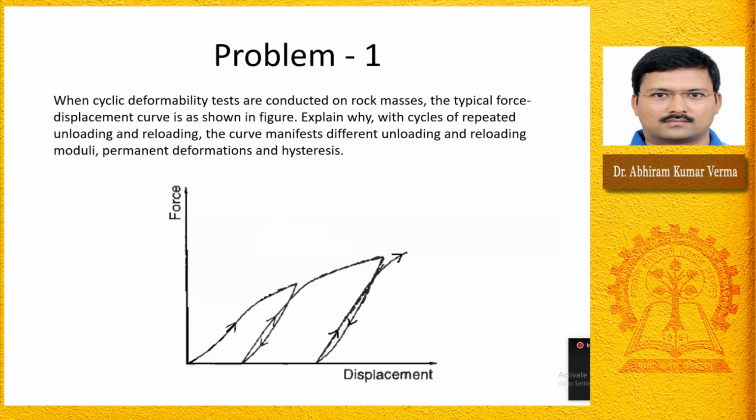Now some questions are there. When cyclic deformability tests are conducted on rock mass, the typical force displacement curve is shown in the figure. Explain why, with cycles of repeated loading and unloading, the curve manifests different unloading and reloading modulus, permanent deformation and hysteresis. So possibly you are now able to answer these questions, and I will expect this answer from all of you.